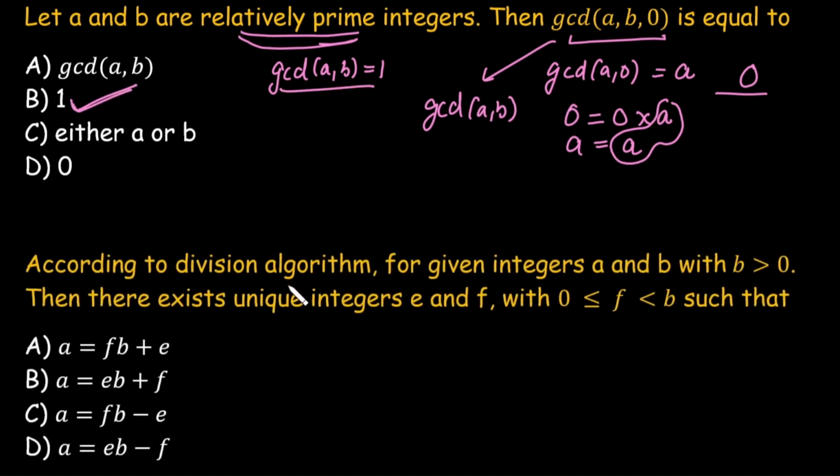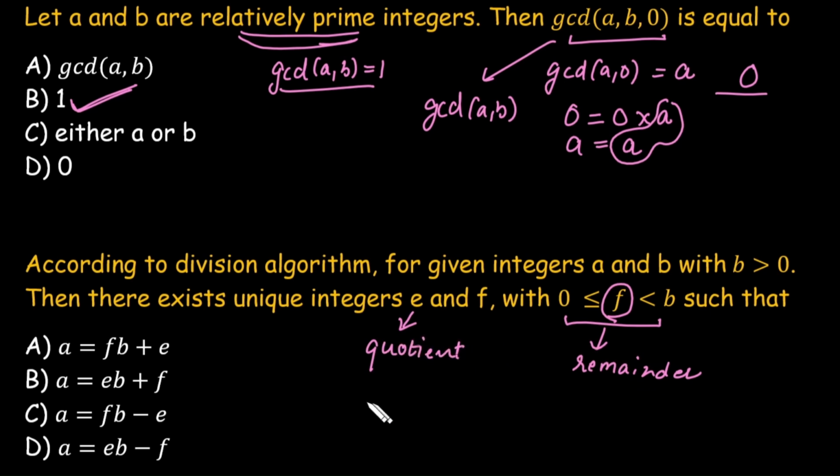Next, according to the division algorithm, for the given integers A and B, where B is greater than 0, there exist unique integers E and F with this condition, such that which of the options is correct. You can observe that we have the condition on F, and in the division algorithm we have the condition on the remainder. So it is a remainder. And if it is a remainder, this is clearly the quotient.